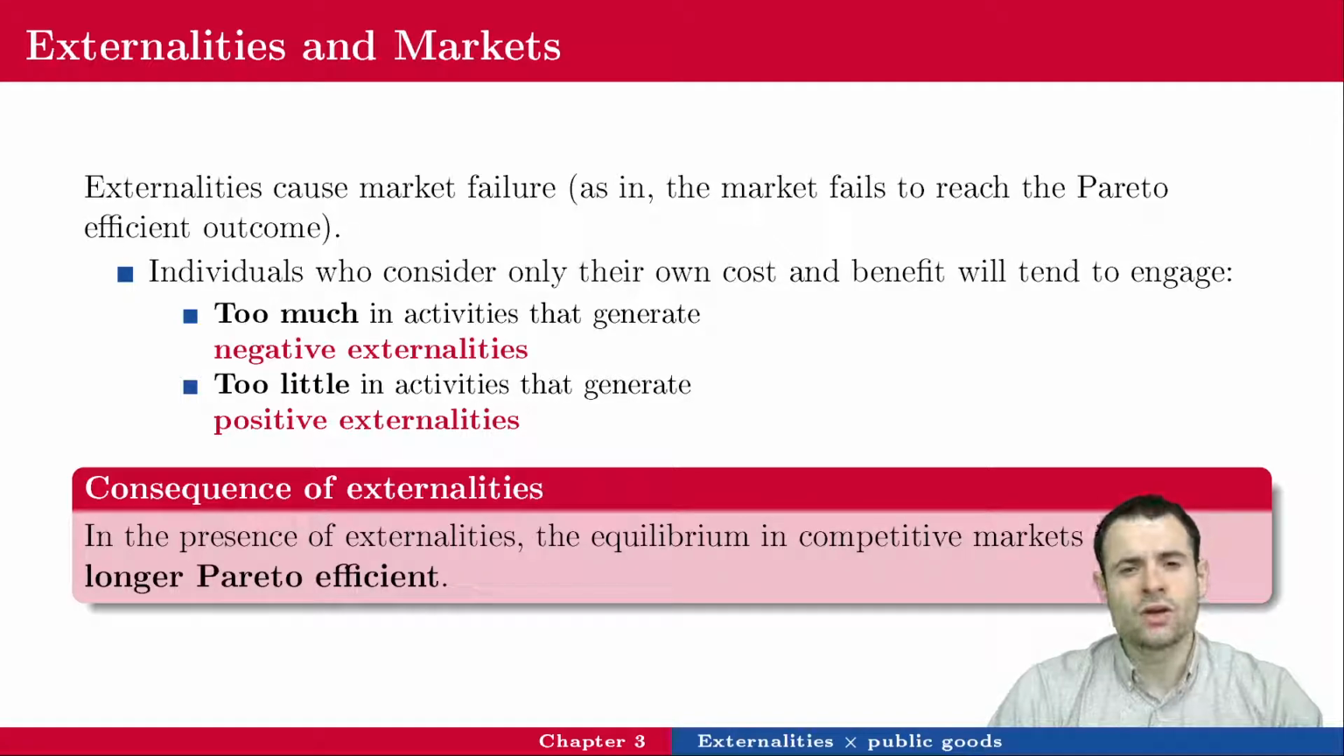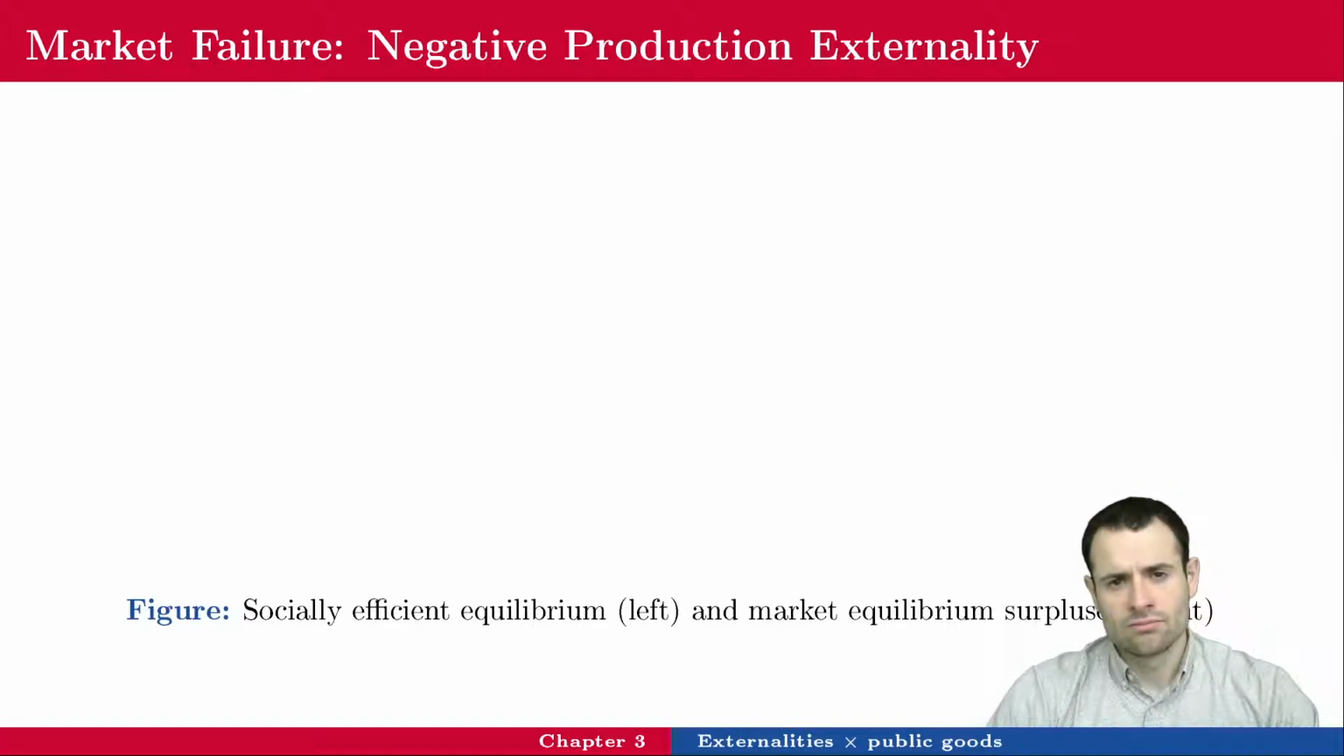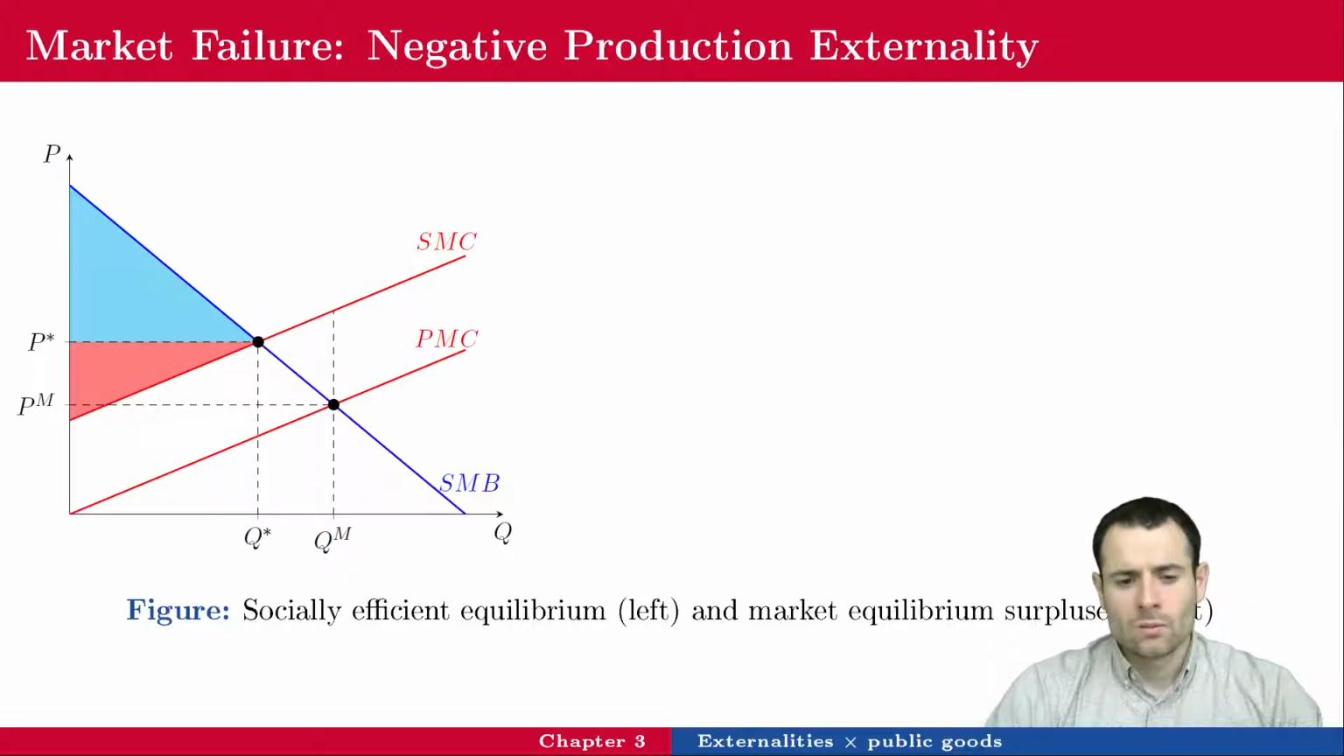Let's illustrate this on a graph. Let's take the case of a negative production externality. The left graph shows the socially efficient equilibrium. Now let me explain why.